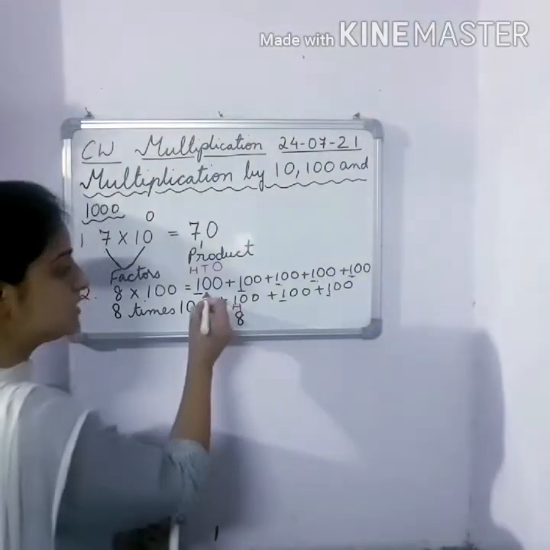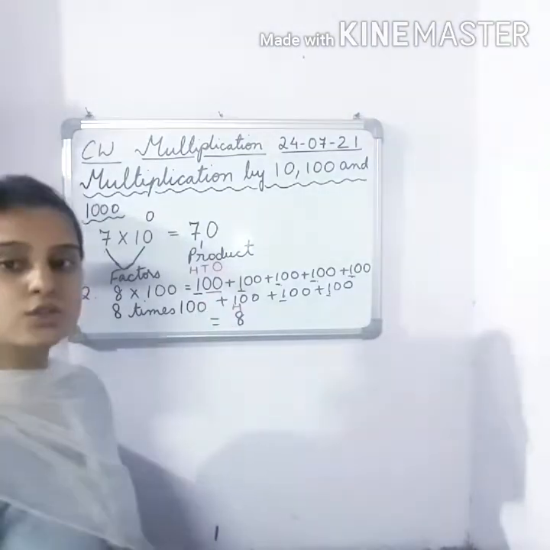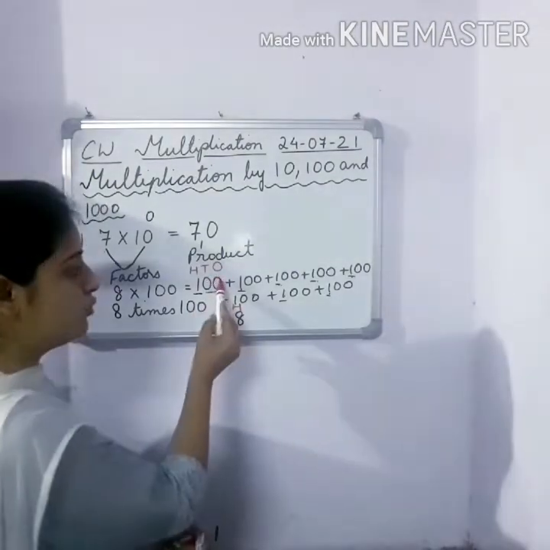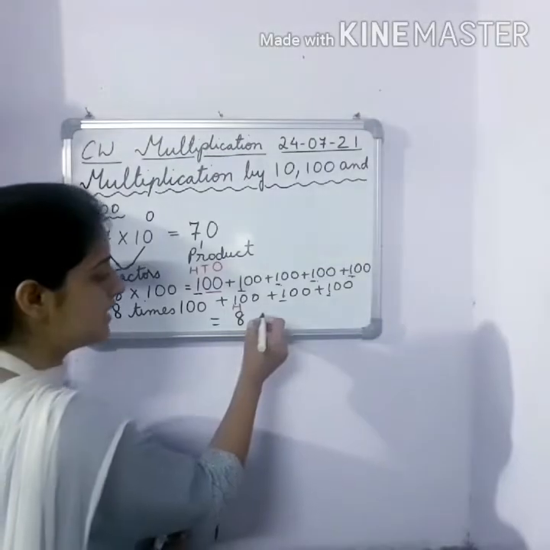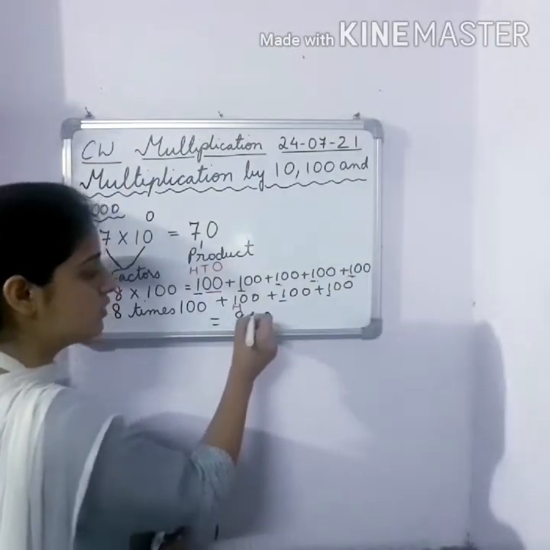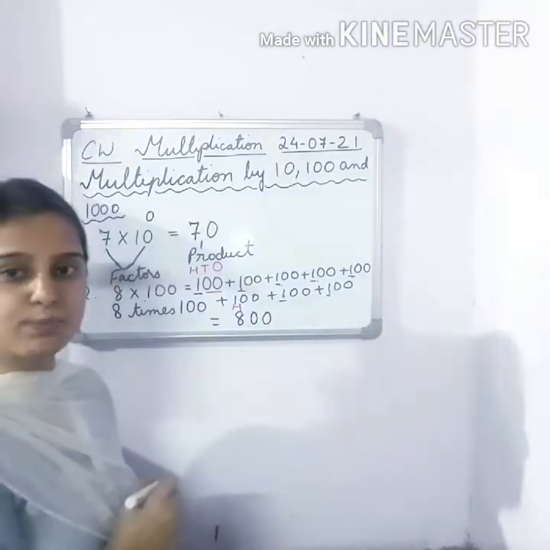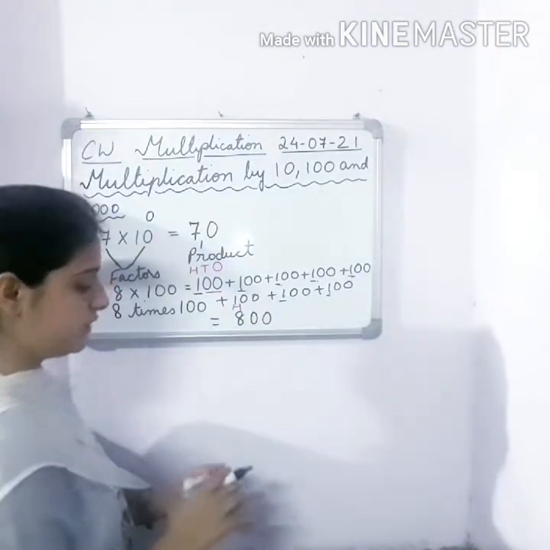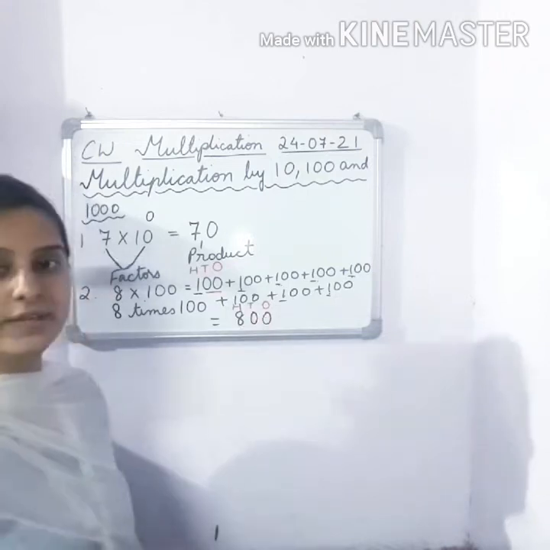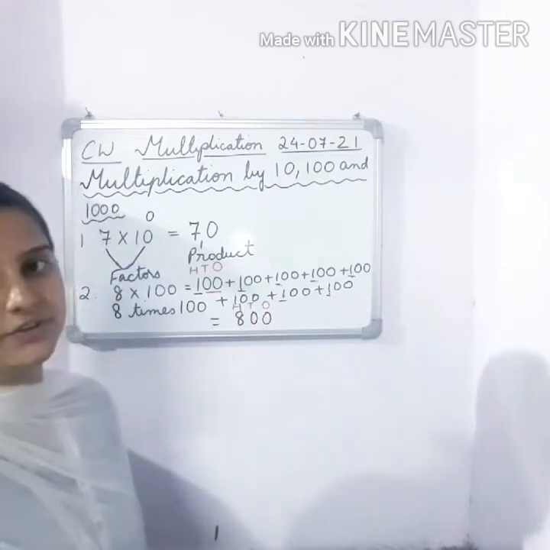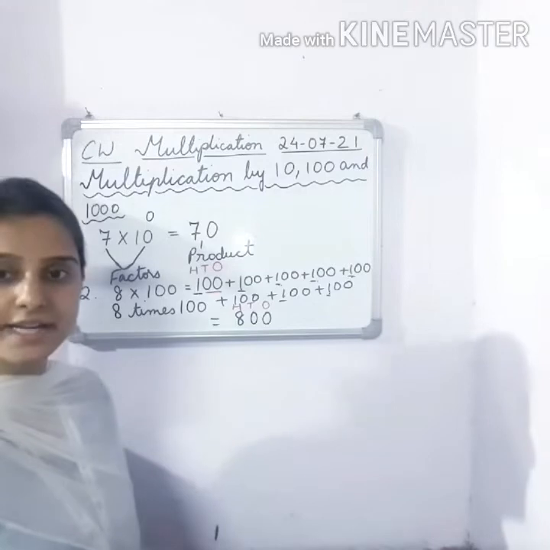Now children, how many zeros are there? 2 zeros, right? That is in ones place and in tens place. So in both the places we will put here zeros. So we get here 800. This is by repeated addition.